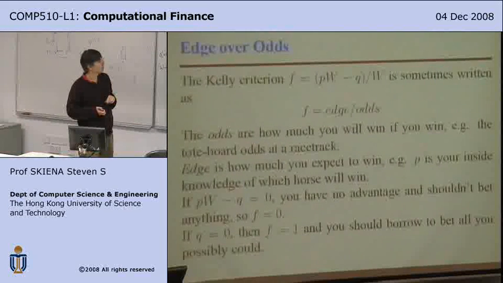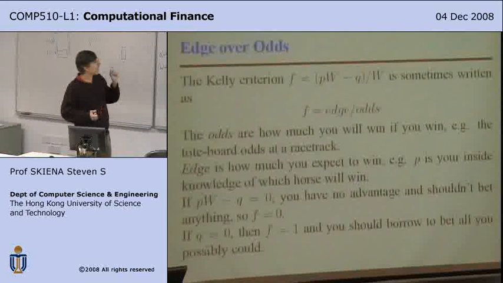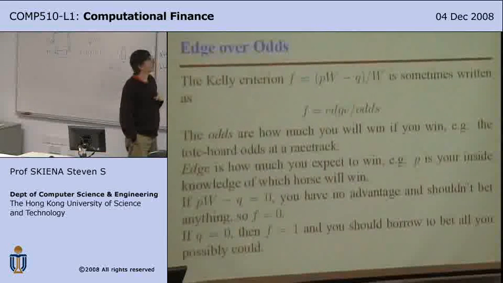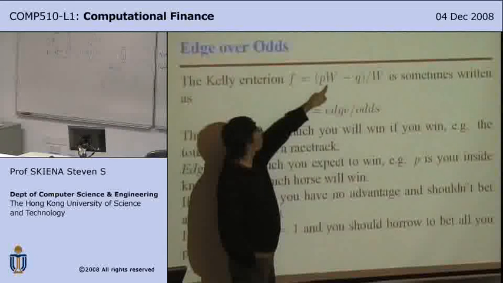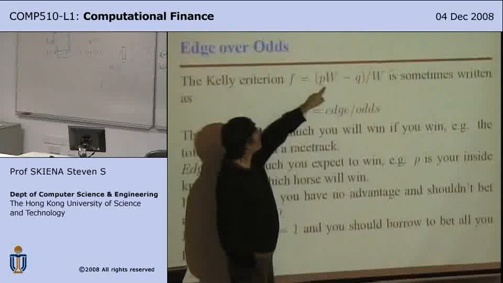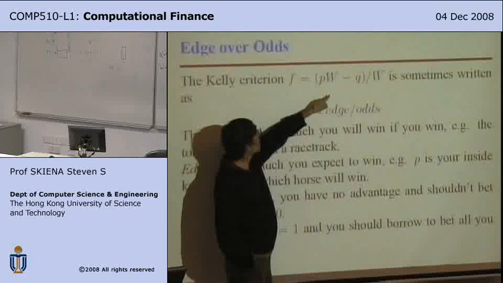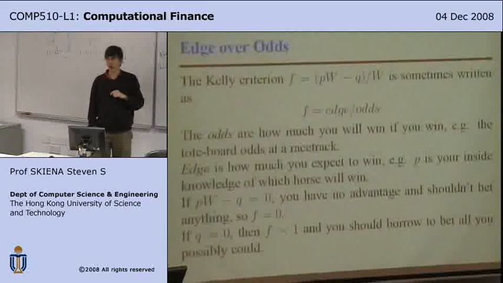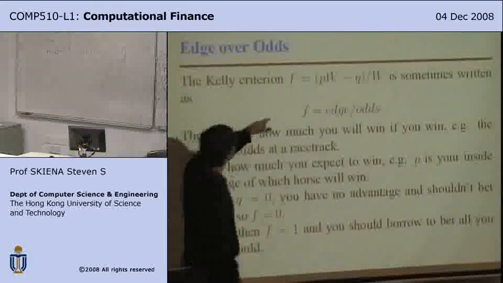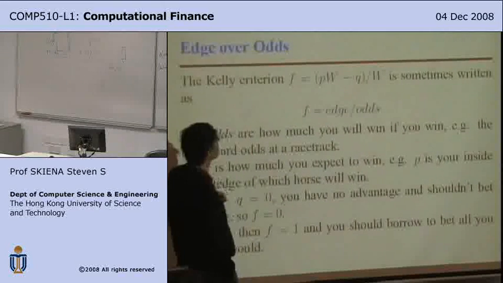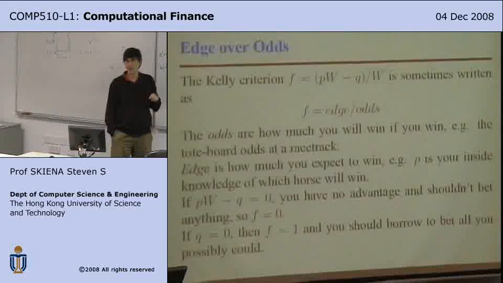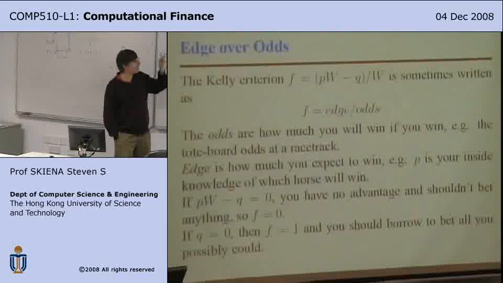PW minus Q is the edge that you get from betting. So suppose we had a fair coin toss. Then the amount of gain when you win, we said, would be $1. If it was a fair coin toss, it's 1/2 times 1 minus 1/2. We have no edge in a fair coin toss. So that would give us an argument that the payoff there would be 0 over 1. It would never make sense for us to bet on a coin toss because we have no edge. Any questions?